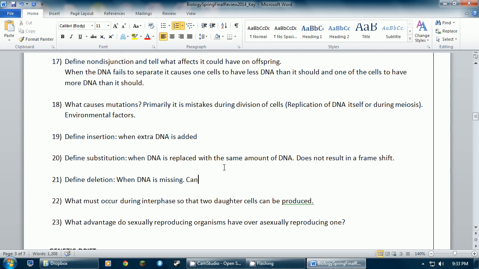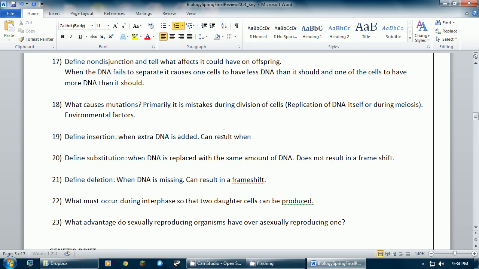Can result in a frame shift, and whether or not it results in a frame shift actually has to do with how many are added or deleted, because our DNA is read in groups of 3. If it's added or deleted by a multiple of 3, it actually doesn't result in a frame shift, which is pretty sweet. But most of the time, let's face it, that's only every few numbers, so the majority of the time it will result in a frame shift.